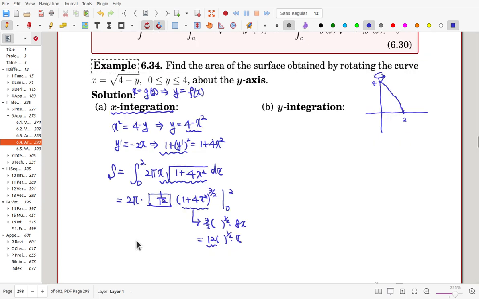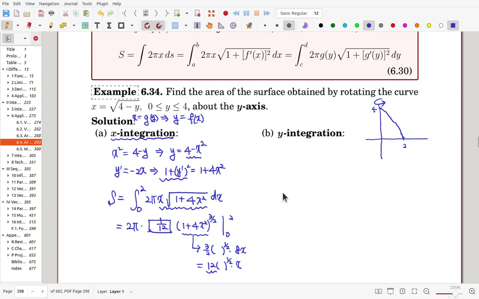Now from this one, that is now pi over 6, and then once x is 2, that is 4 and 16, 17. 17 to the 3 over 2, that is 17 square root of 17. Once x equals 0, that is 1. Okay, we get this one. So when we are working on x integration, we get this value.